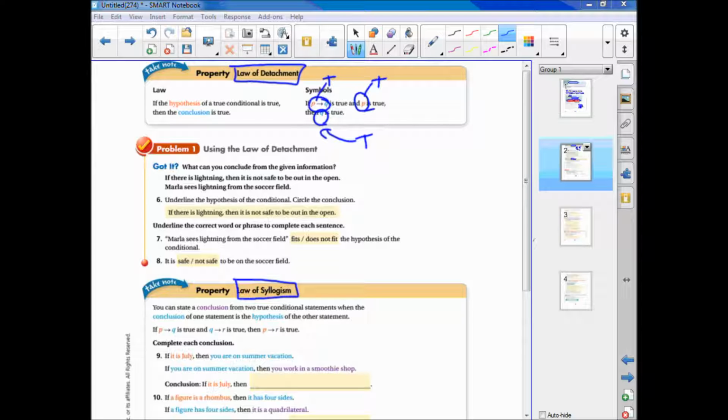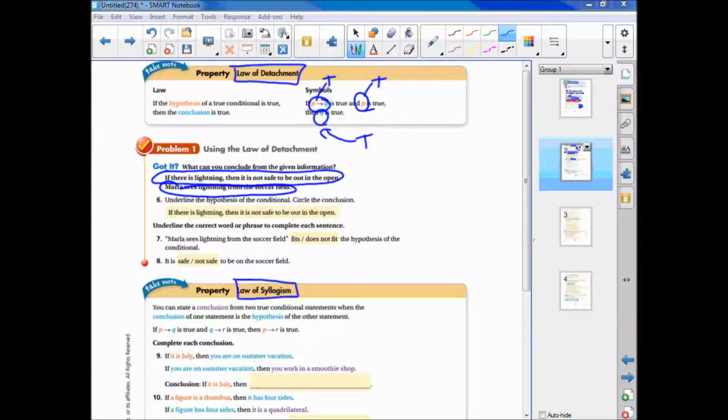What can you conclude from the given information? So our first one is a conditional statement. If there is lightning, then it is not safe to be outside. And then Maria sees lightning from the soccer field. Okay? So we have a true conditional. If there's lightning, it's not safe to be outside. You should really be under cover. And I don't mean under a tree. Maria sees lightning from the soccer field. So this is an example of the hypothesis from our true conditional. So what should we be able to deduce?